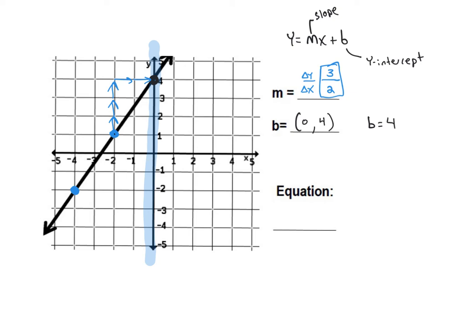So then I can take my equation, y equals mx plus b, and I can fill in my m and my b. So my equation is y equals 3/2 x plus 4. That is the equation of this line. Let's take a look at another example.